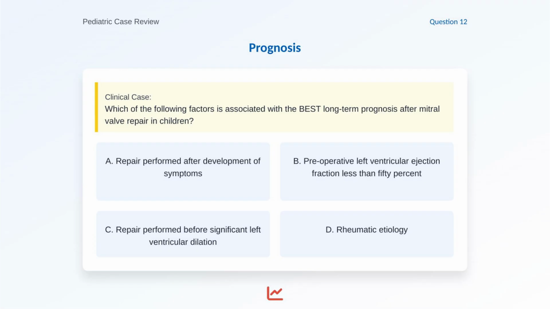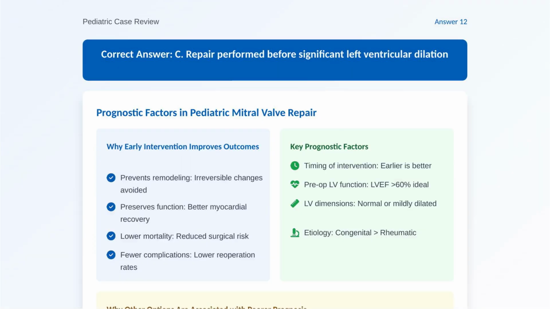To answer this question correctly, you need to understand the prognostic factors that influence outcomes following mitral valve repair in pediatric patients. Consider how the timing of intervention, preoperative ventricular function, and underlying etiology might affect long-term outcomes. Also consider the pathophysiological principles that explain why certain factors might be associated with better or worse prognosis after surgical repair of the mitral valve in children. The correct answer is C. Repair performed before significant left ventricular dilation.